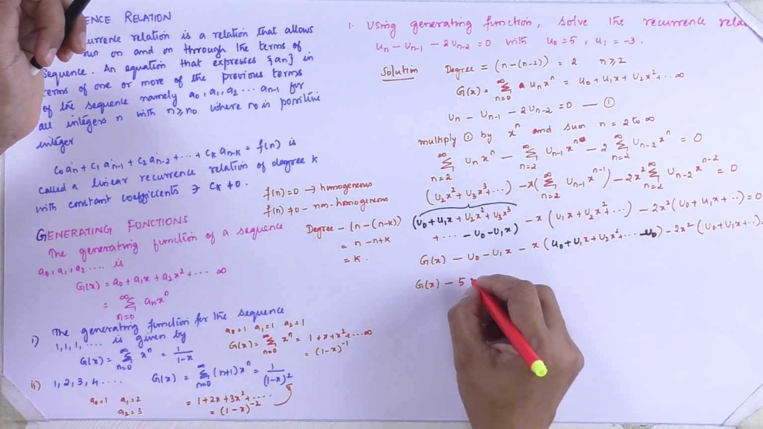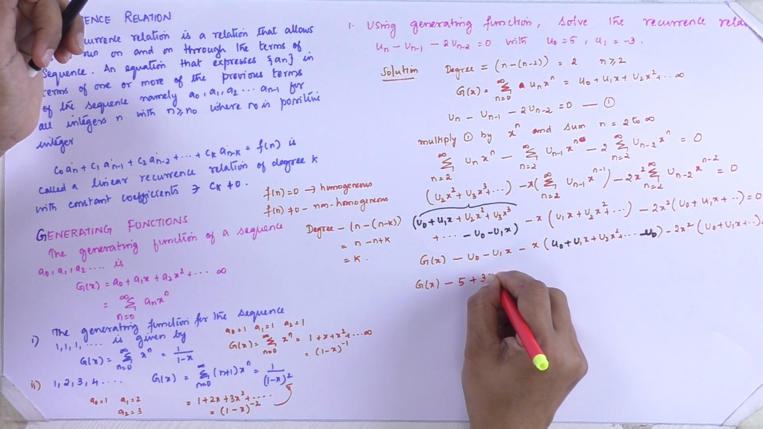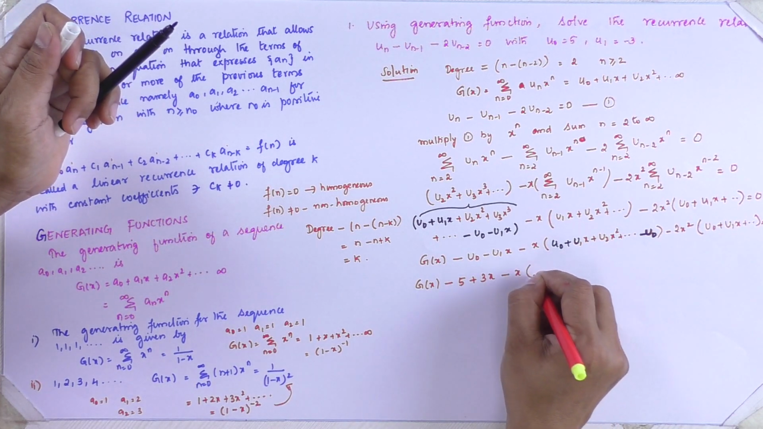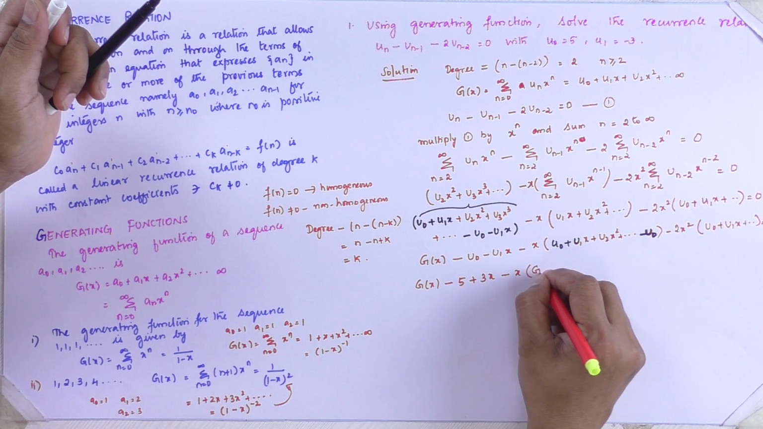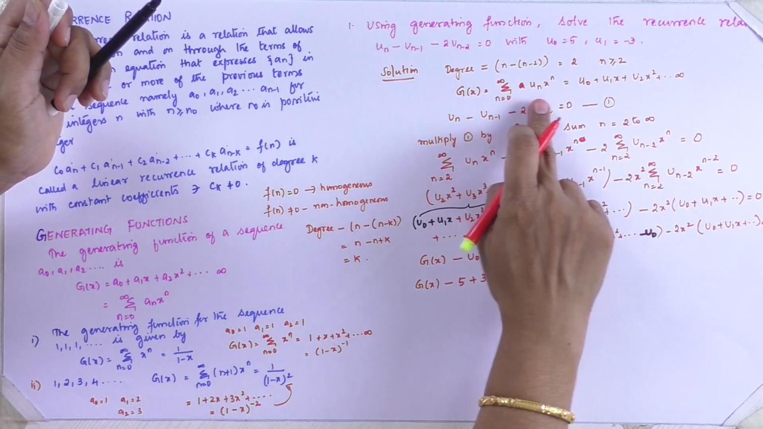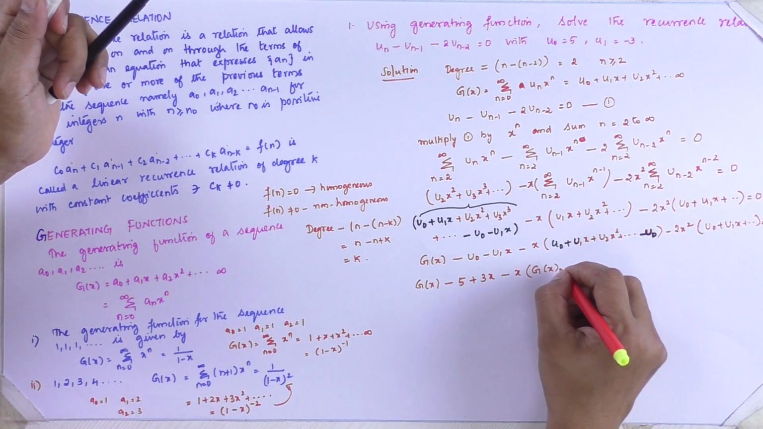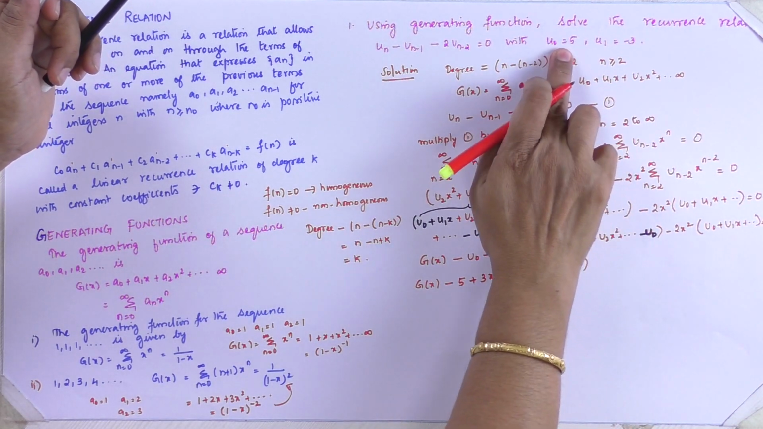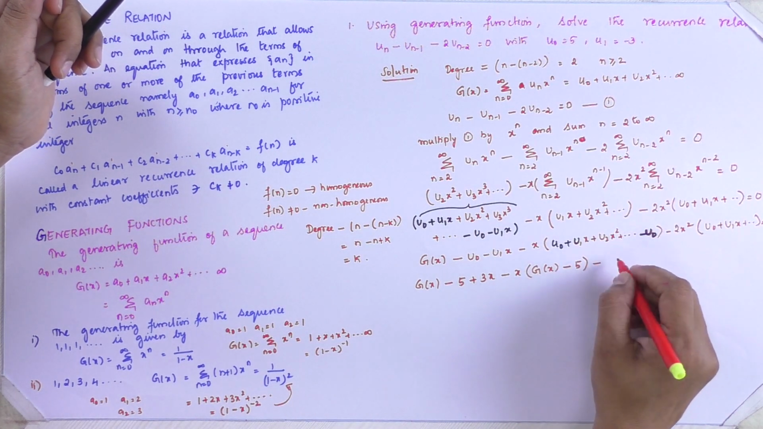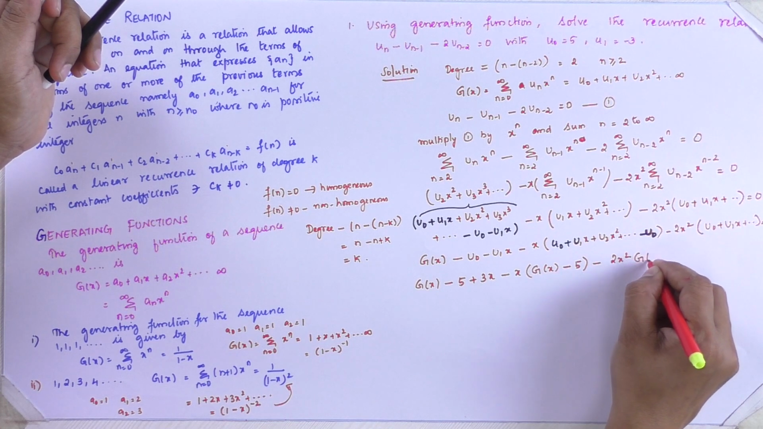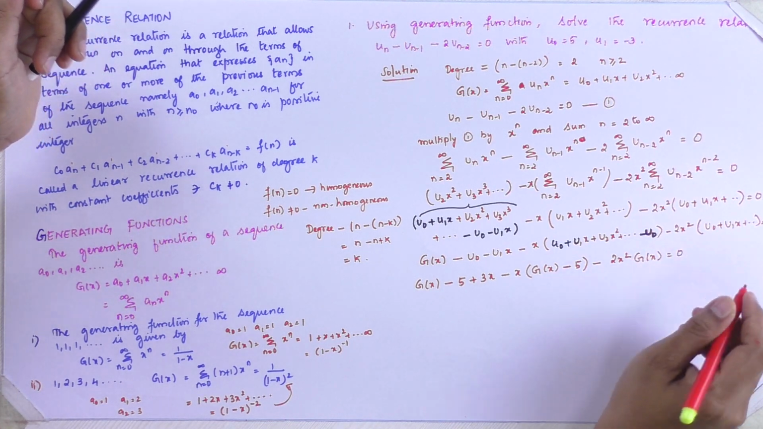u1 itself is minus 3, minus of minus becomes plus 3x, so all these terms x into, till here I have my g of x, u0 plus u1x plus u2x square, everything it is g of x minus u0. What is my u0 value? That is 5 in the problem. See here, u0 is 5 minus 2x square, and I have the entire term g of x is equal to 0.